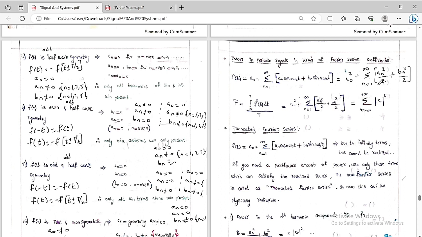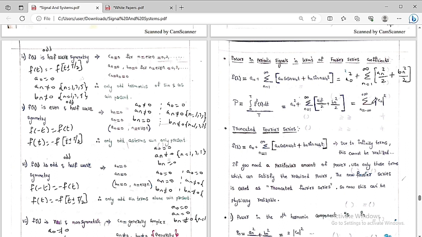What I have told you is very simple. For each and every component, find the RMS value and take the square. That's it. Therefore, for a naught the RMS value is a naught, so the square is a naught square, plus sigma n equals 1 to infinity. For an cos n omega t, the RMS value is an by root 2, so we get an square by 2, plus for bn sin n omega t, the RMS value is bn by root 2, so we get bn square by 2. So the power present in the signal f of t is a naught square plus sigma n equals 1 to infinity of an square by 2 plus bn square by 2. This is in terms of the trigonometric Fourier series coefficients.